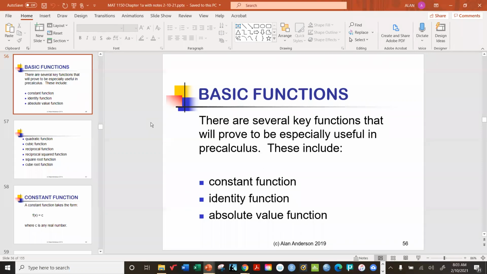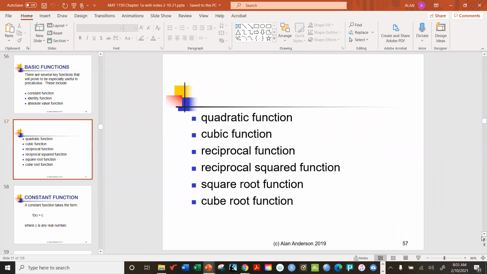We'll start out again by reminding ourselves that there are several important functions that we need to be familiar with in pre-calculus. We saw some of these last time. We have, for example, the constant function, identity function, absolute value. Let's see, what else do we have here? Oh man, there's a lot of them. A quadratic function, cubic, reciprocal, squared, square root and cube root. Now, of course, this is just the beginning. There are many others as well, but these are the most important ones.